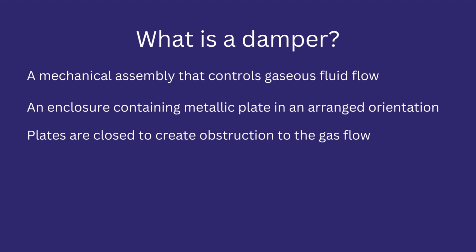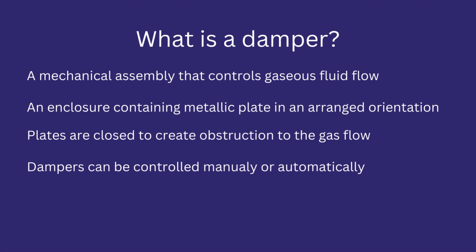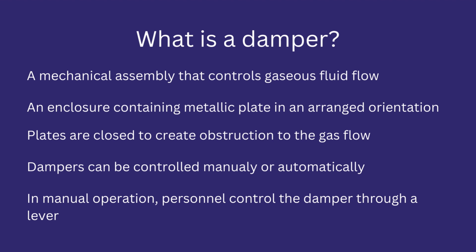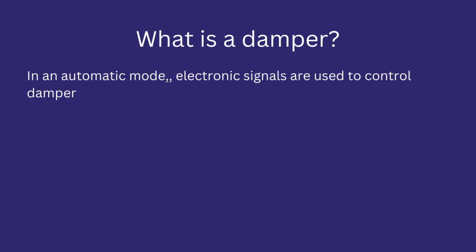All plates are connected to a lever that is used to control the plates simultaneously and to move all plates in a synchronous manner. There are two methods of controlling dampers, manual and automatic. In the manual method, the damper is controlled by personnel through a lever as mentioned previously. In automatic mode, the damper's operation is controlled through electronic signals. That is, its open-close position and any intermediate position depends upon the value of the electronic signal it receives.